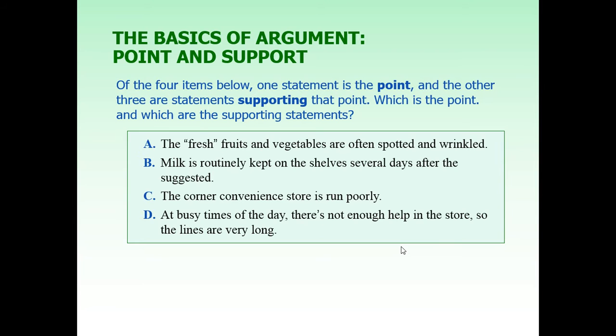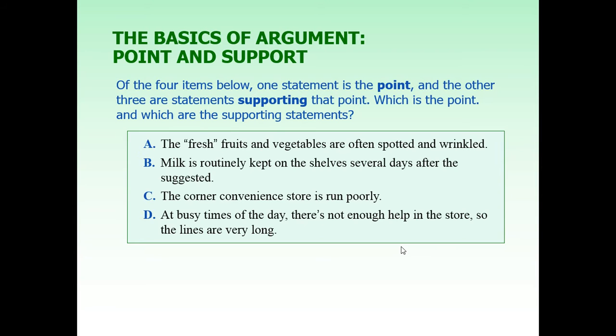So on here, for practice, of the 4 items below, one statement is the point and the other 3 are supporting points. So we have here, A, the fresh fruits and vegetables are often spotted and wrinkled. B, the milk is routinely kept on the shelves several days after it is suggested. C, the corner convenience store is run poorly. And D, at busy times of the day, there is not enough help in the store, so the lines are very long. So 3 of these are reasons, they're supporting, and then 1 is the main idea or point.